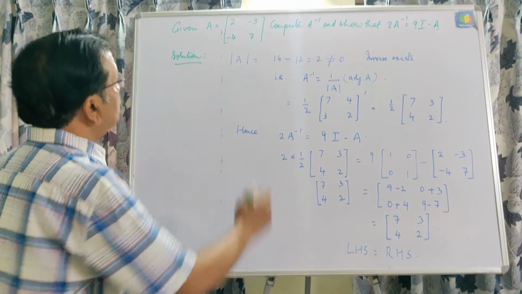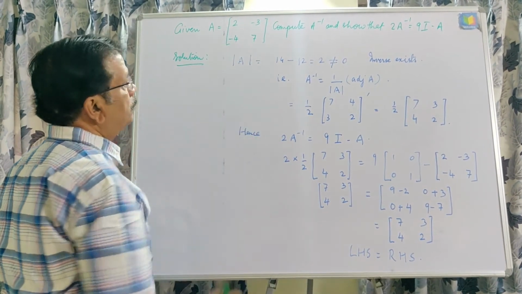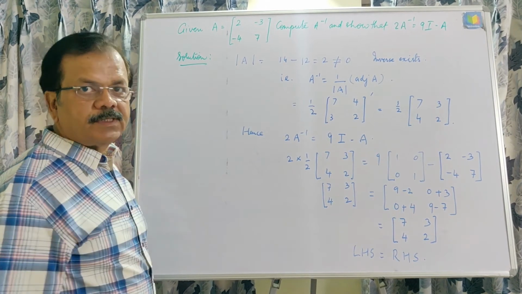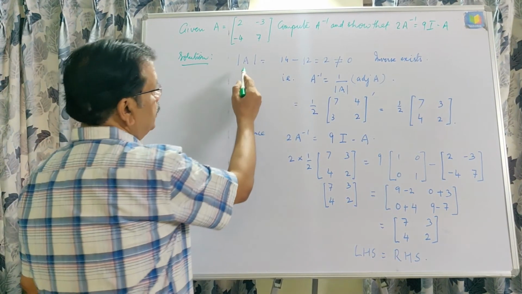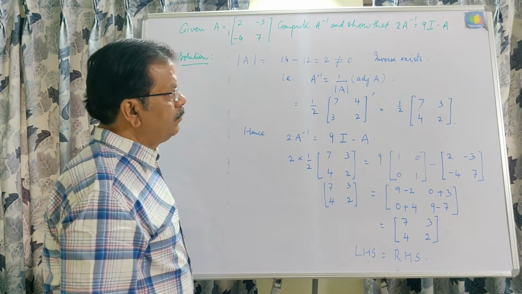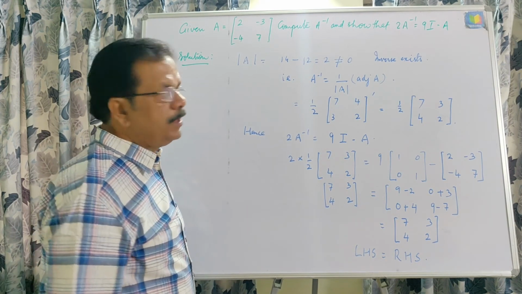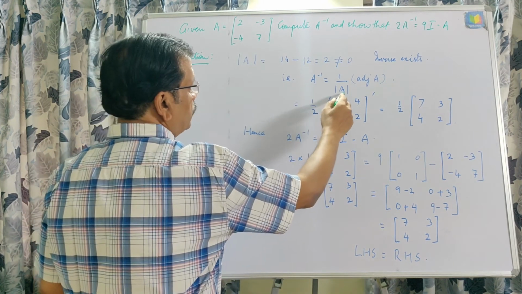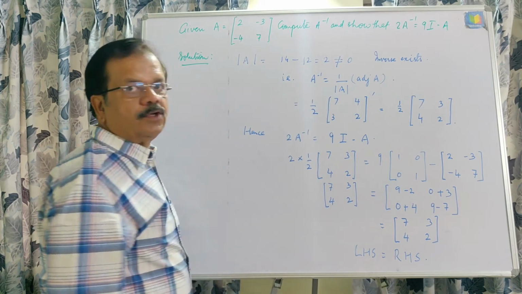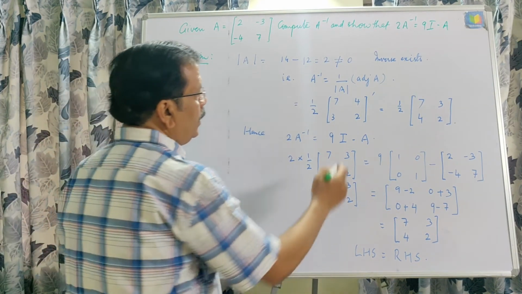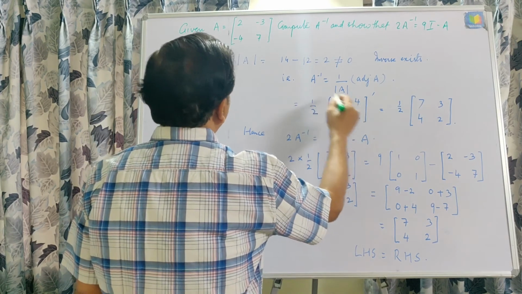Given A is equal to [2, -3; -4, 7], compute A inverse. First of all we will find the determinant of A, which is not coming 0, and that is why this is a non-singular matrix, and so the inverse exists. We can apply this because this is not equal to 0.